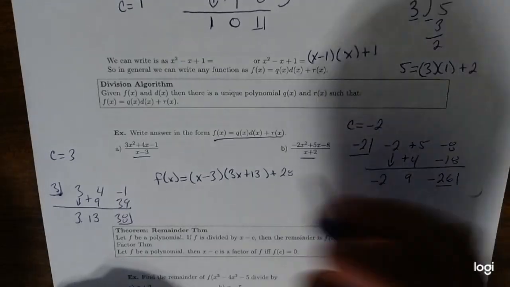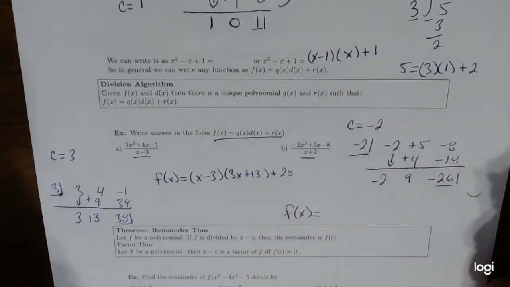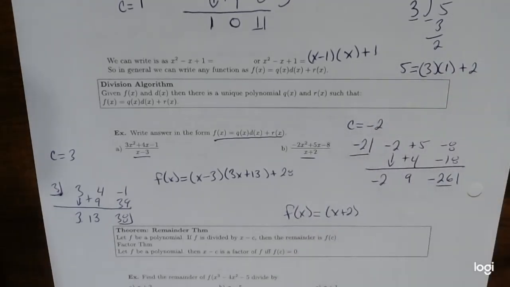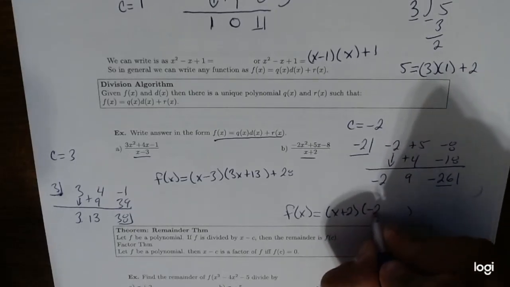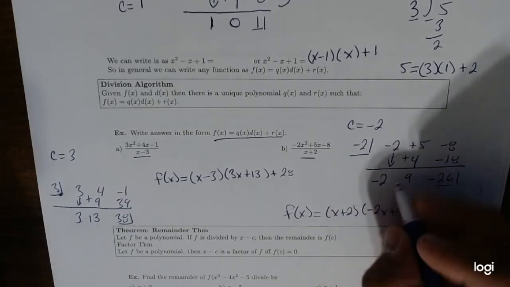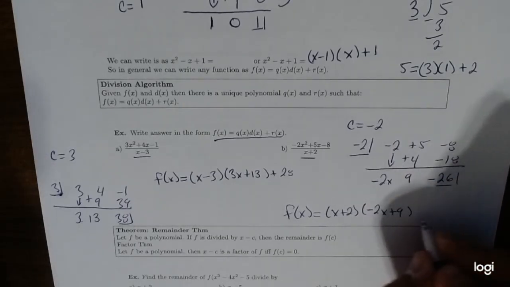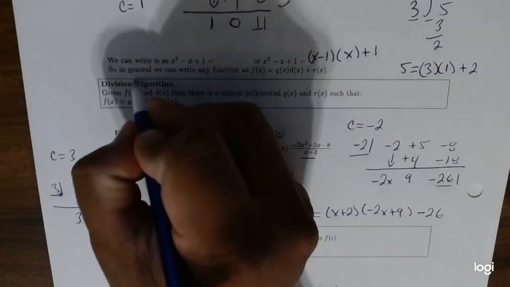So finally, we write it into the format we want. Therefore, it's going to be what we divided by, so x plus 2, times what we got. In this case, it's going to be negative 2x plus 9. Again, it's always one degree lower, so there's just an x there. This is no x's. And again, plus the remainder, or in this case, minus the remainder because it was a negative 26. So that's the division algorithm itself.